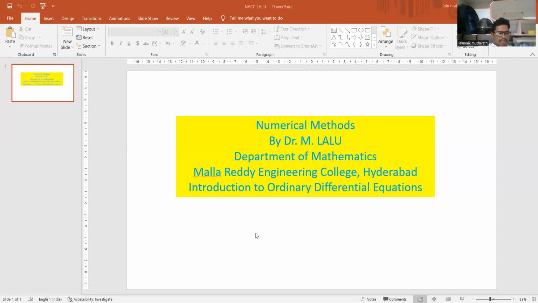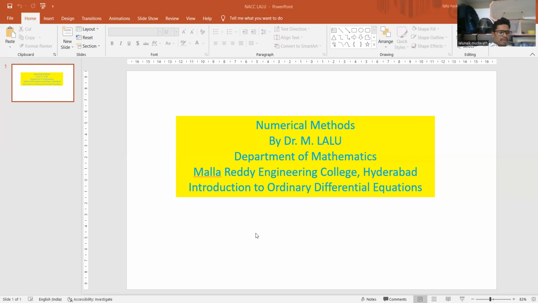Furthermore, we can classify the ordinary differential equations into two classes. One is linear and the other is the nonlinear ordinary differential equation. First of all, we discuss the linear differential equation. In a linear differential equation, y and its derivatives are of degree 1 and there is no product of dependent variables and their derivatives. For example, x square into d square y by dx square plus dy by dx plus y is equal to e to the power of x. Here the dependent variable and its derivatives are not multiplied together, so it is called a linear differential equation.